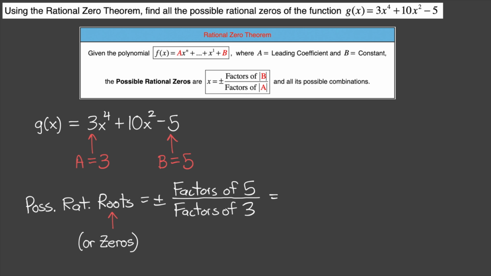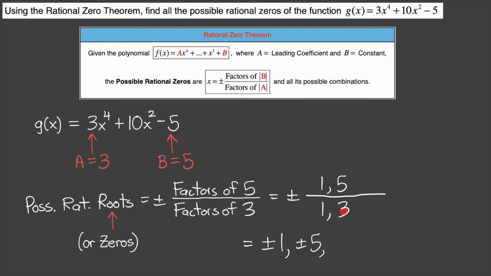All right, so our factors of 5 are just 1 and 5. And what are the factors of 3? Well, those are just 1 and 3. Okay, so now we have to do all our possible combinations. So I'm going to start with a 1 here and then do the combinations with each of these guys. So 1 over 1 is just 1. So that's an easy one, plus or minus 1. Next we have 5 over 1, which is just 5.